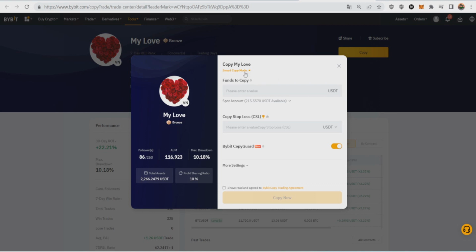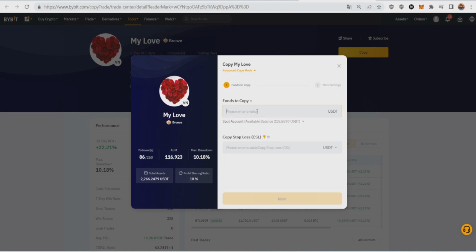So the first thing you gotta do is at the top, click on smart copy and make this advanced, because we're better, we know more. So then you gotta do funds to copy. So I'm gonna pick 200 because I think this is a nice amount to start with. Don't enter copy stop loss right ahead. I will show you guys if you want to do it, you can put it.